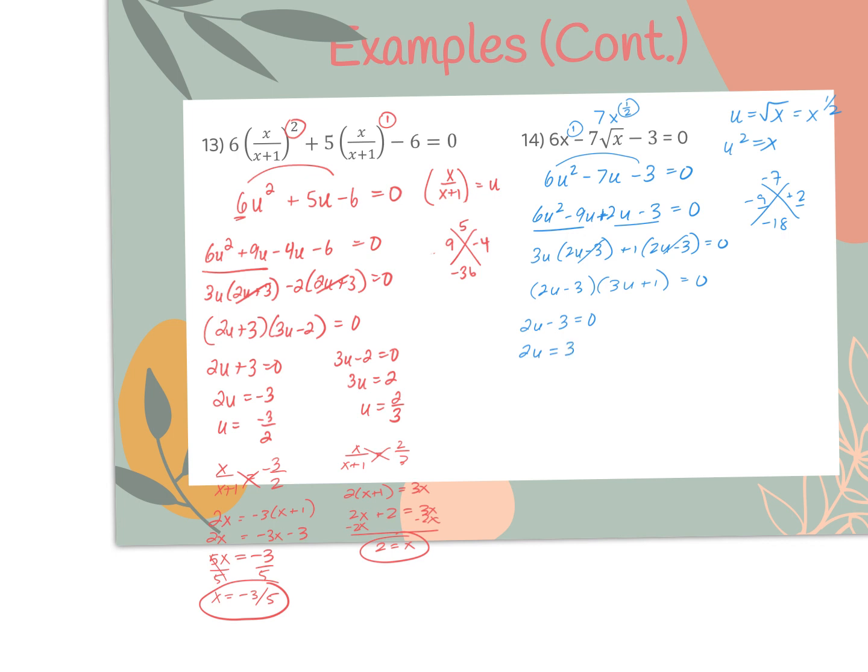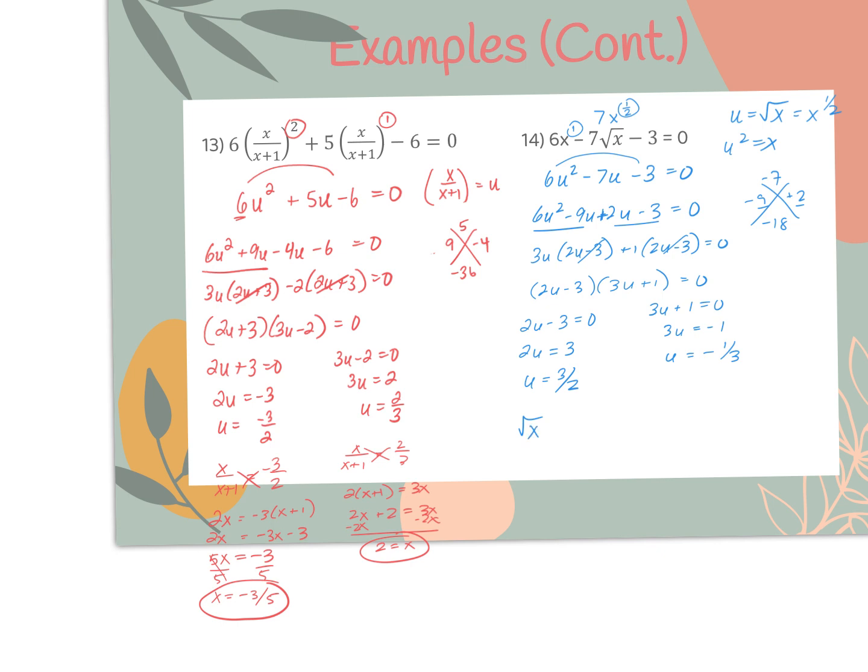Add 3 to both sides and divide both sides by 2. So I get that on the left. And 3u plus 1 is 0. Subtract 1 from both sides and divide by 3, and I get this. And so now I have, again, u equals this and u equals that. However, I'm not trying to solve for u, I'm trying to solve for x. So now I'm going to substitute back in.